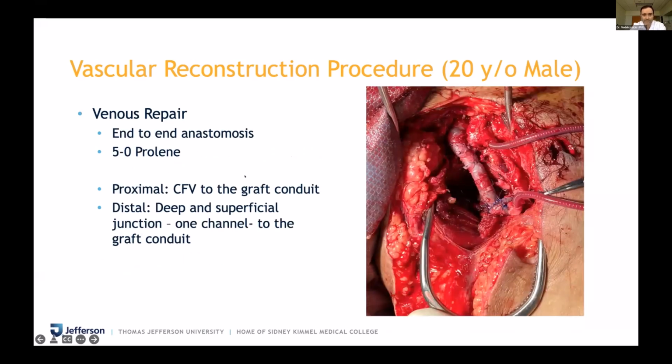And then the vein was repaired in an end-to-end fashion using 5-0 Prolene, proximal common femoral vein graft conduit, and then distal deep and superficial junction, really one channel. It was connected here. And then you can see here the shunt for the artery was still in place. You can see the aperture of the bullet hole and really how close this was to the crease. And that's why the tourniquet didn't really work.